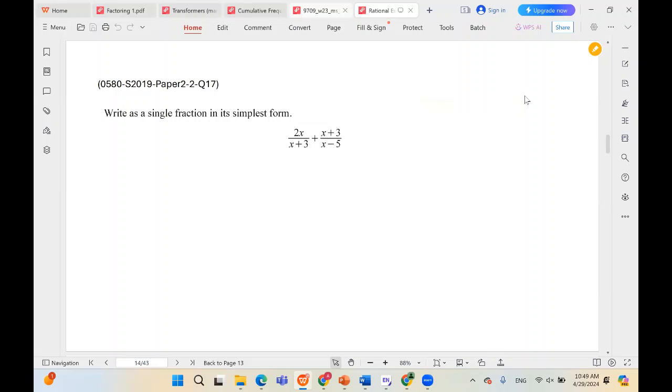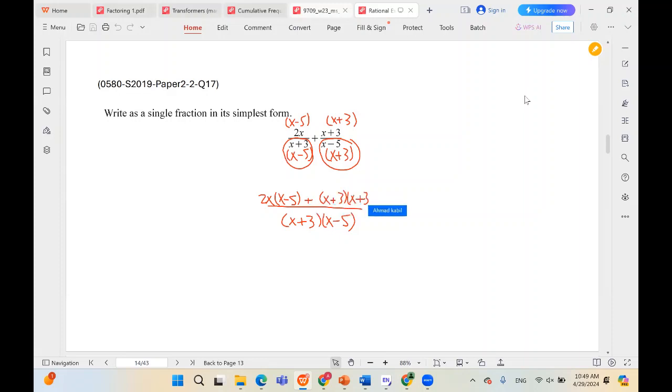So the idea here is to multiply this side by x minus 5, but you have to do it up and down, and to multiply this side by x plus 3. And again, you have to do that up and down, so that in the denominator, we now have these two expressions and these two expressions, which are exactly the same. So this can be written as a common denominator here, x plus 3 times x minus 5. And in the numerator, we now have 2x times x minus 5 plus x plus 3 times x plus 3.